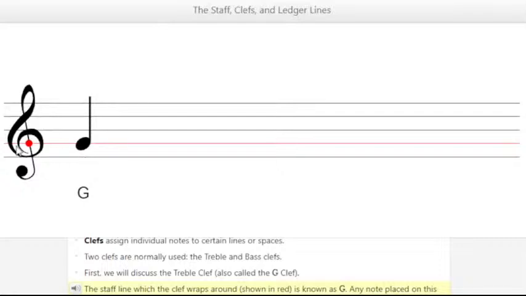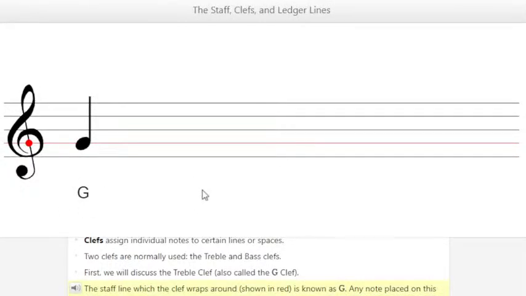There are other types of clefs on some sheet music, but not for singing. You see that this clef could be wrapped around another line, other than this second line here. But don't get confused. For beginner level, we'll only be looking at this clef, the G clef or the treble clef, because that is what you mainly come across if you're going to be sight singing.